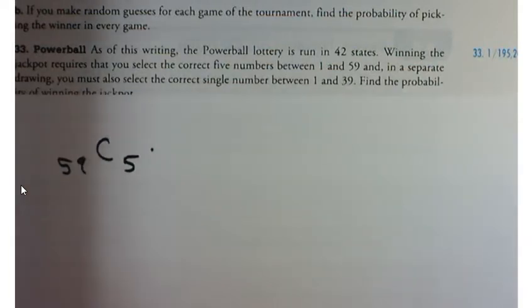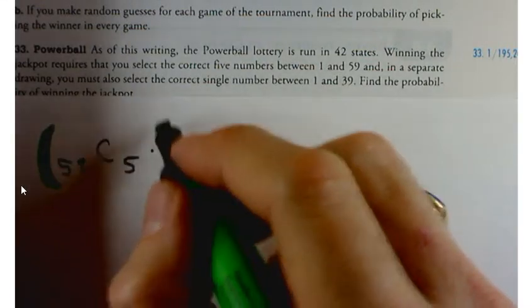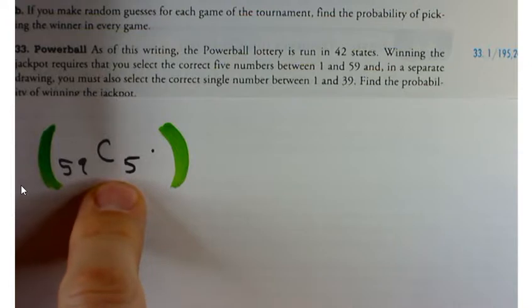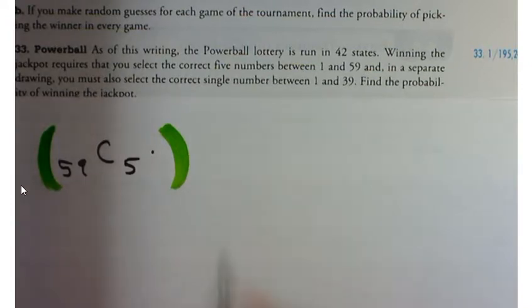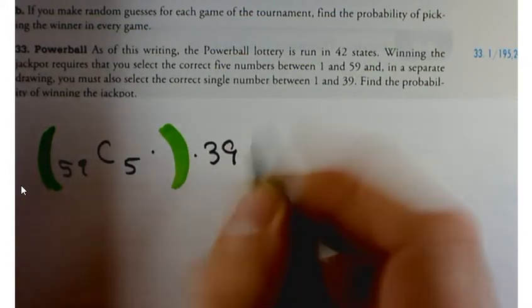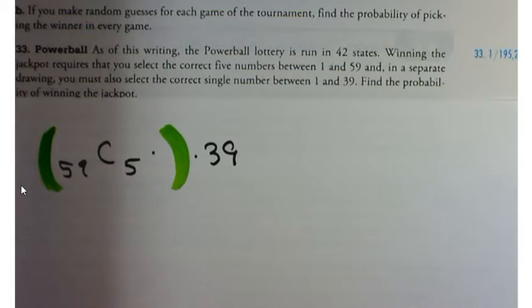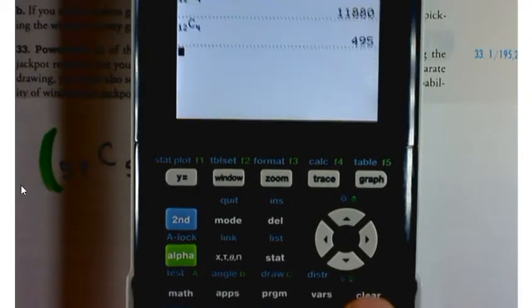But it doesn't stop there, because then you also have to match a number chosen as the Powerball, right? So for everything here, how many choices are there for the Powerball? 39. So it's going to be this colossal number times 39 should give you the number of different ways you can win, or different ways you can draw your number for the Powerball. So let's find that number.